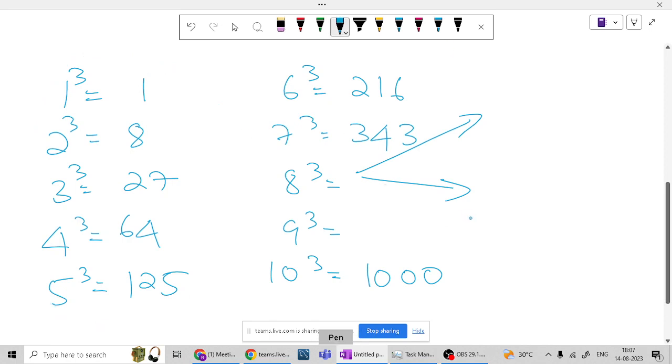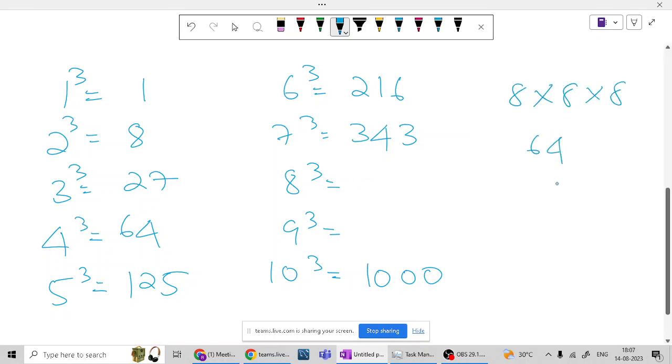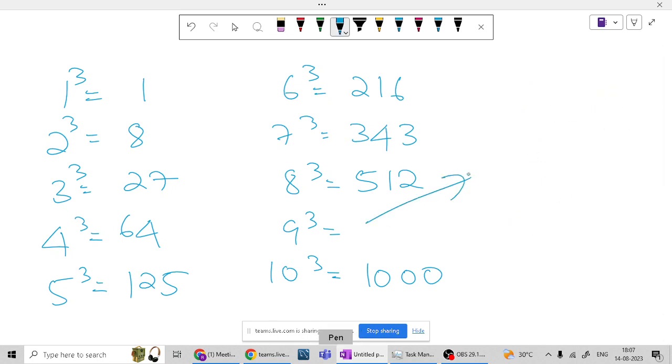1, 8, 27, 64. 8 cube is 8 into 8 into 8. 8 eights are 64, so 512. 512, right? Yes, sir. Okay, 9 cube is 729. What's the answer, 792 or 729? 729. These are direct values, 729.